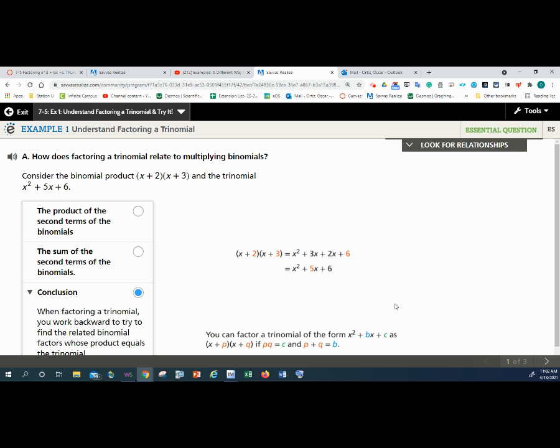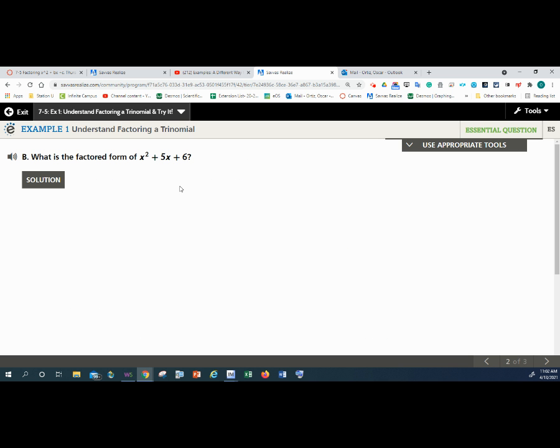You can think of factoring that trinomial as the multiplication of two binomials in which the p times q, the numbers that you put in each one of the binomials, the constants in each binomial, when you multiply them, you should get the constant of the trinomial, and when you add them, you should get the coefficient of the linear term. So let's keep that in mind, and let's see how we could factor x squared plus 5x plus 6.